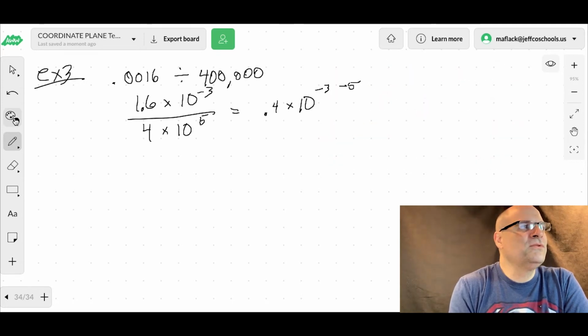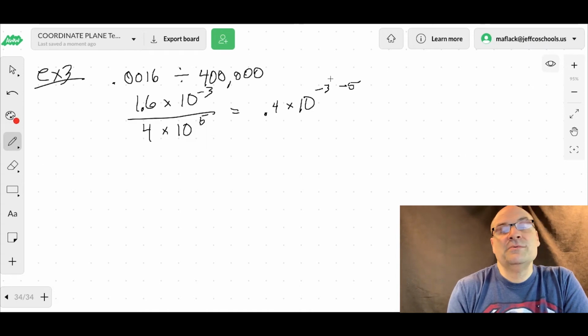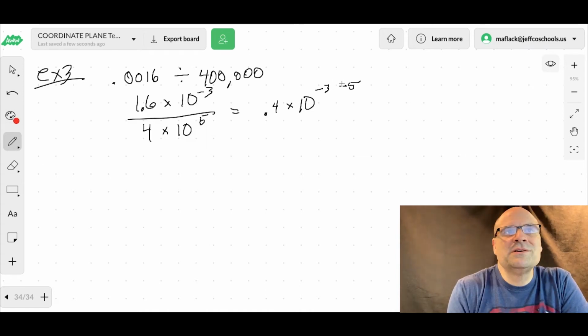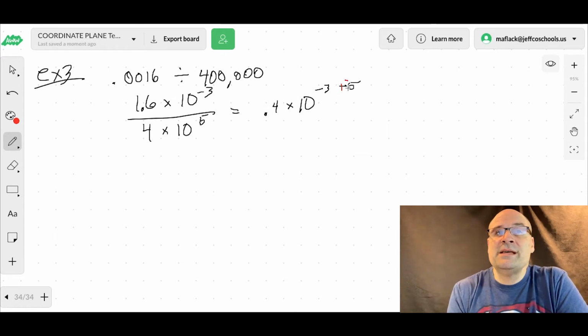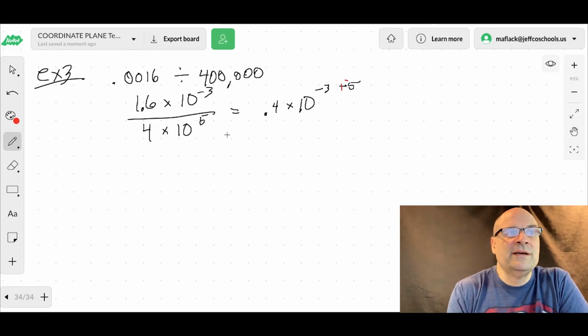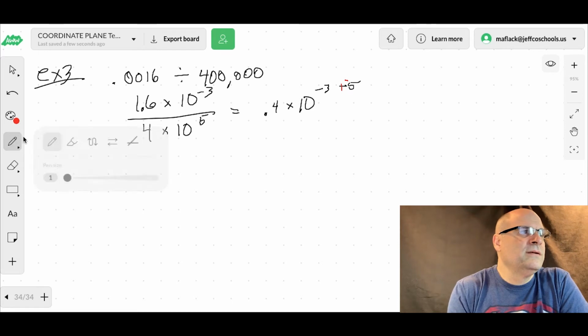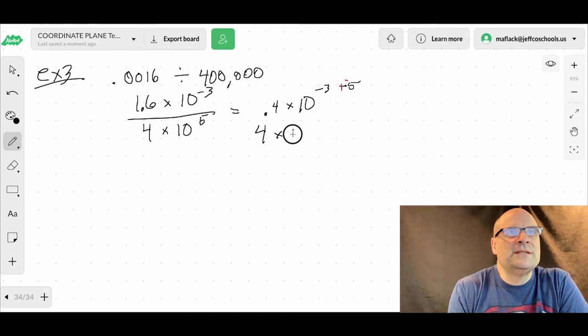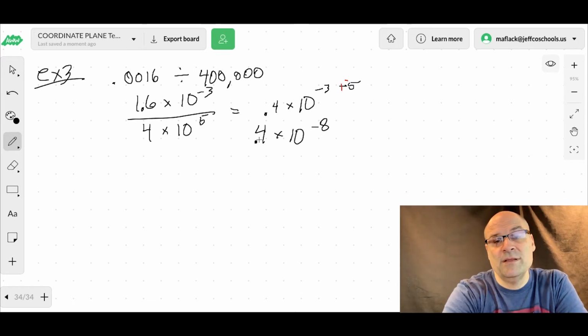Well, what's negative 3 minus 5? Well, subtraction is dumb. So this is actually negative 3 plus negative 5. So then we end up with 4 times 10 to the negative 8th, or this is 0.4 times 10 to the negative 8th. But that's not true scientific notation.